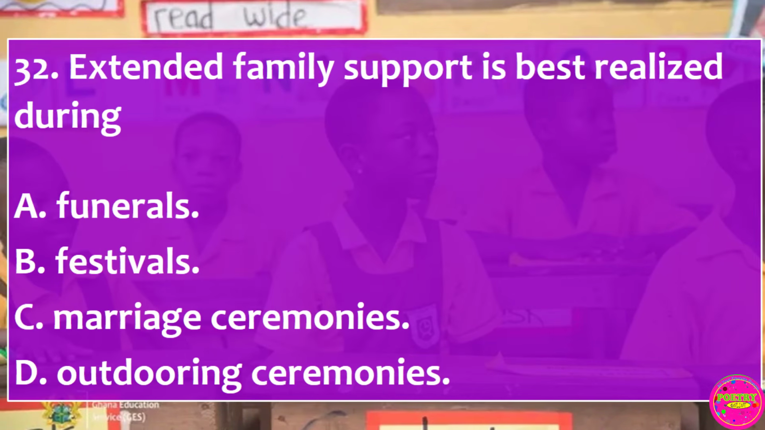Question 32. Extended family support is best realized during A. Funerals. B. Festivals. C. Naming ceremonies. D. Outdooring ceremonies. The correct answer to this question is A. Funerals.